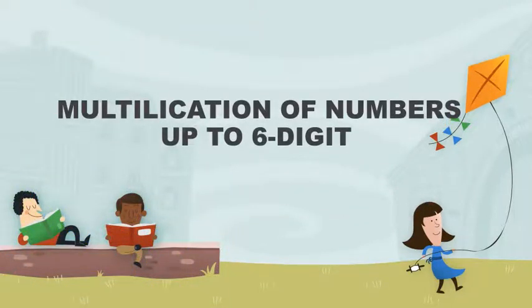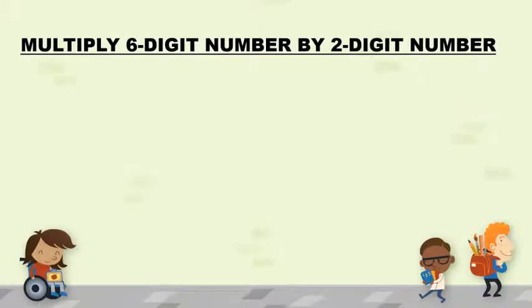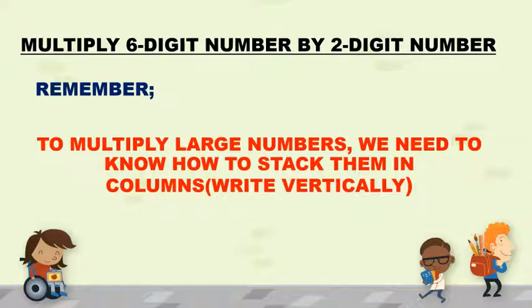Our today's topic is multiplication of numbers up to 6 digits. So first we will multiply a 6-digit number by 2-digit number. You must remember this, that to multiply large numbers we need to know how to stack them in columns. That is how to write the question vertically.